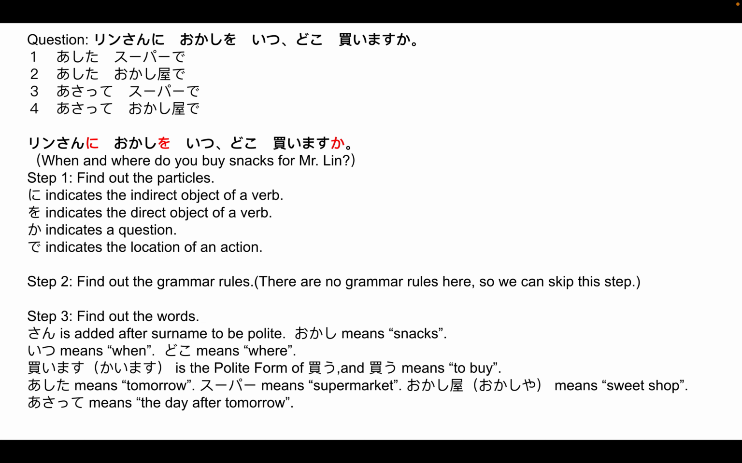Let's see step 3. San in Lin-san is added after a surname to be polite. Okashi means snacks. Itsu means when. Doko means where. Kaimasu is a masu form of kau, and kau means to buy. Ashita means tomorrow. Supa means supermarket. Okashiya means sweet shop. Asatte means the day after tomorrow. So, Lin-san ni okashi o itsu doko kaimasu ka means when and where do you buy snacks for Mr. Lin?